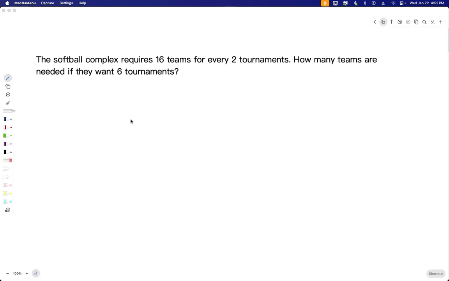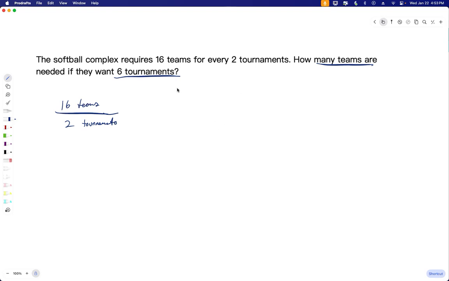All right, here's the next one. The softball complex requires 16 teams for every 2 tournaments. That's your ratio, that's your rate. How many teams are needed if they want 6 tournaments? So 6 tournaments is the quantity we're given, and we need to find out how many teams. So teams is going to be our answer.